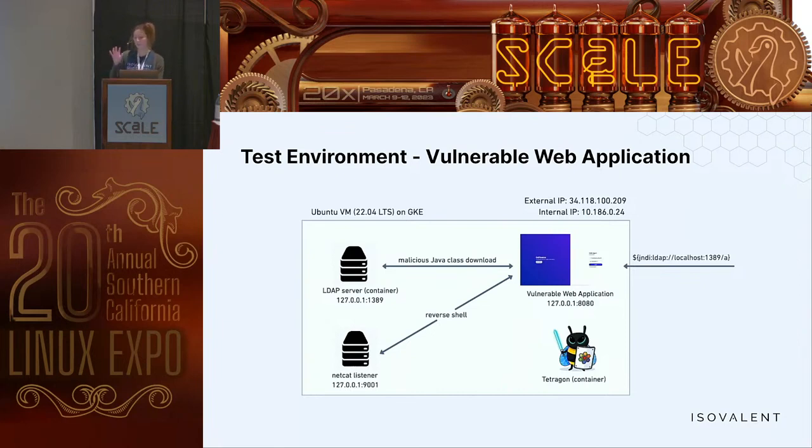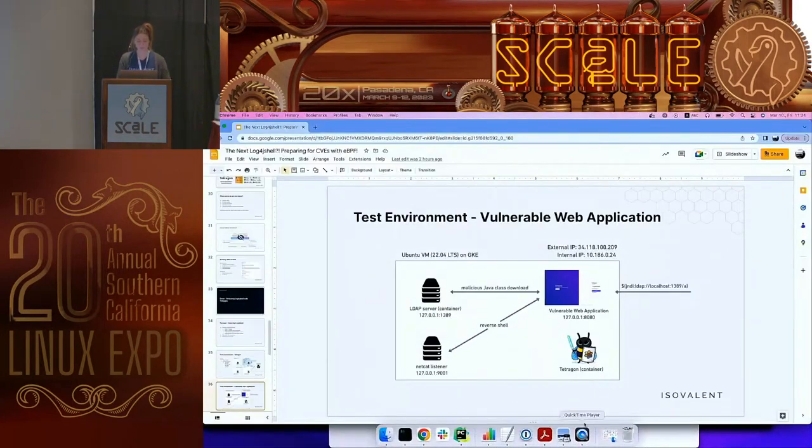And then how the log4j setup would look like. I exposed this VM via an external IP, and I set this IP to static instead of ephemeral, so we can reach it from the outside. I have a web application running on localhost 8080. I have a fake LDAP server as a container running on port 1389. This will be important later. I also set up a netcat listener on the same machine on port 9001. And I have Tetragon not as a container, but as a systemd managed service. So let me quickly try to play the video.